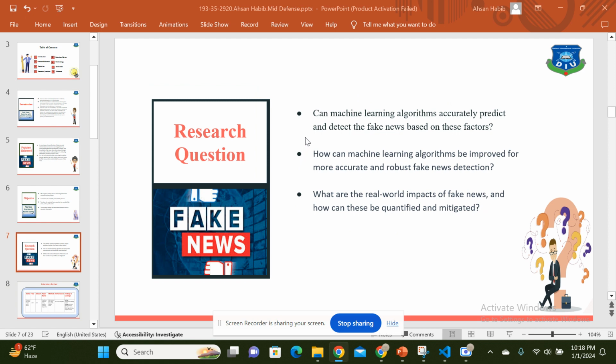Research questions. There are three questions which interest me in selecting the thesis topic. Number one is, can machine learning algorithms accurately predict and detect fake news based on their factors? Number two is, how can machine learning algorithms be improved for more accurate and robust fake news detection? Number three is, what are the real-world impacts of fake news, and how can those be quantified and mitigated?